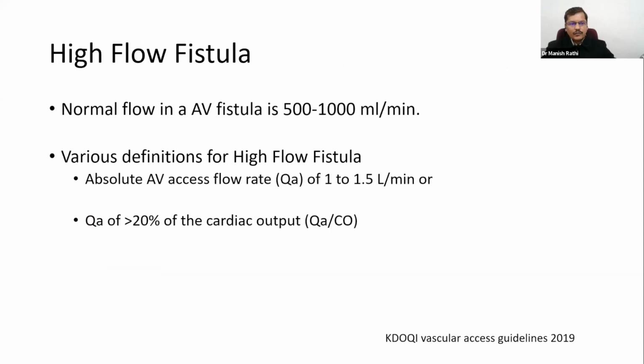Now we come to high flow fistula. What do we mean by high flow fistula? If you are aware of the rule of six, a flow of 600 mL per minute is required to say that this fistula is now mature. And a normal flow of a fistula is defined as anywhere up to 1000 mL per minute.